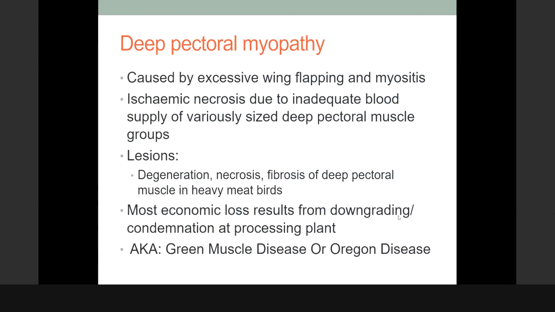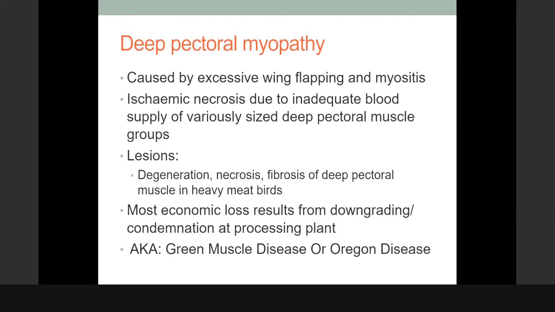Okay. Next one is deep pectoral myopathy. It is also related with exertional myopathy, but instead of the leg area, it happens at the pectoral muscle. It is caused by excessive wing flapping and myositis. Ischemic necrosis due to inadequate blood supply of variously sized deep pectoral muscle groups. Okay, usually happens in heavy chickens or broiler chickens at the processing age.